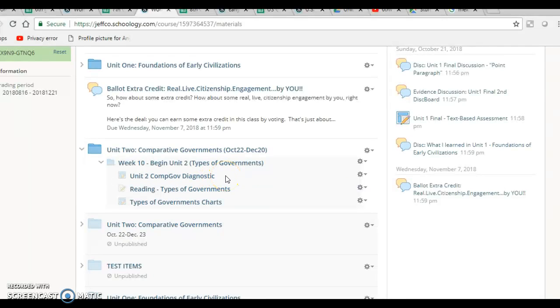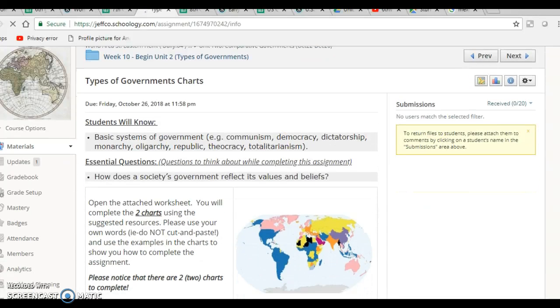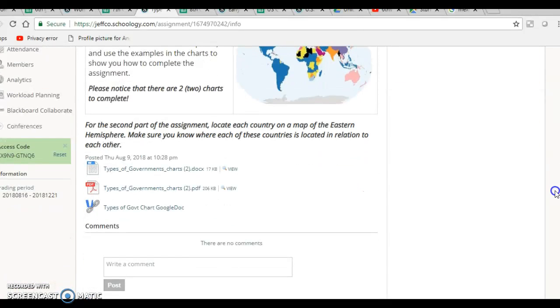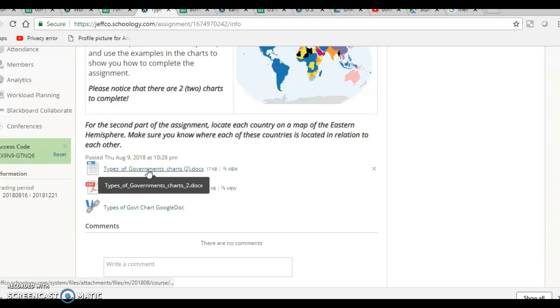Being 7th graders now, I'm really looking for a good, strong, at least a paragraph from you. There's not a real minimum, but try and do at least a good, strong paragraph. You have some readings about different types of governments, a bit of a video, and then we're going to go into the types of government you're going to be comparing, and you're going to complete this chart. There are actually 2 charts, and make sure that you do both charts.